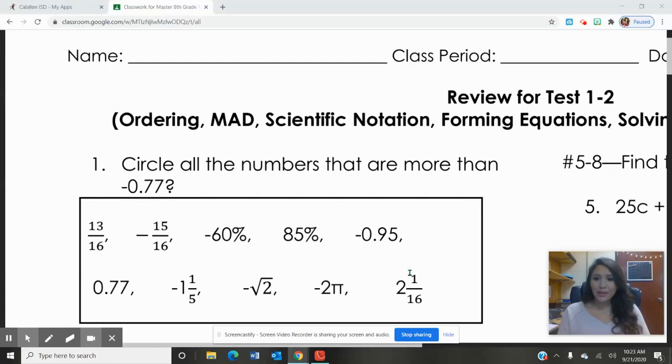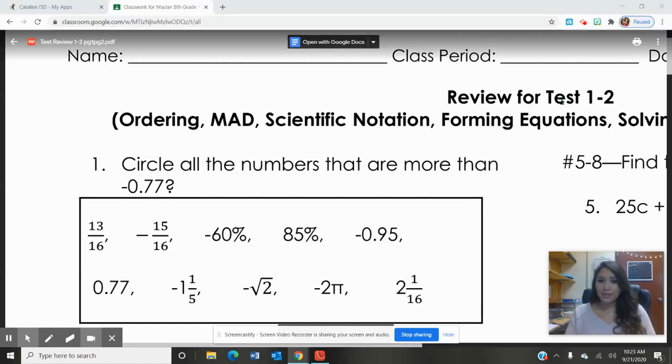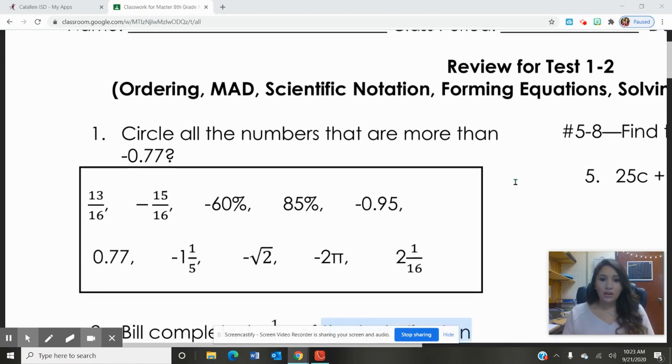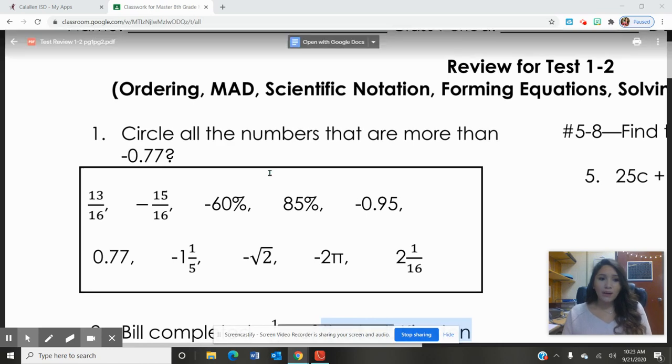Hi, so today we're going to be going over the review for test 1-2. This is going to be for the first and second page. So let's go ahead and start looking at our questions. So we have question number 1.